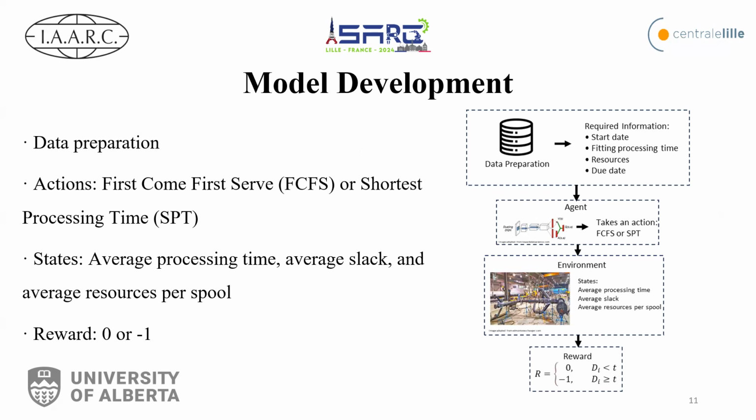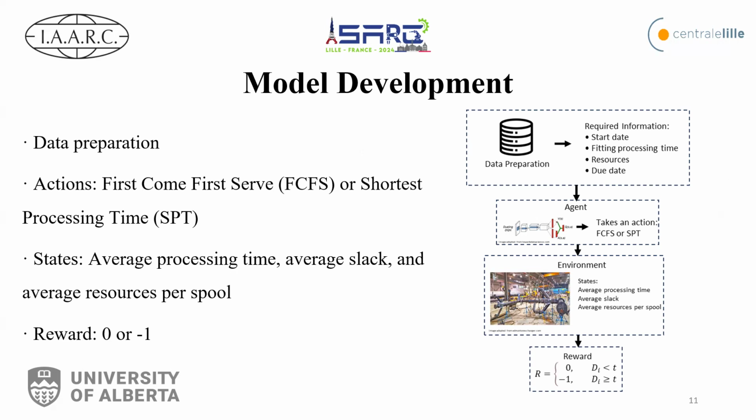So in our model, we started with preparing a data set that mimics the pipe spool fabrication shop with information like start date, fitting processing time, resources required for each spool, and the due date for each spool. Then we define the actions that could be taken by an agent. The first action is first come, first serve, which prioritizes the components that first arrived in the shop. And the second action is shortest processing time, which prioritizes the spools that have the shortest processing time.